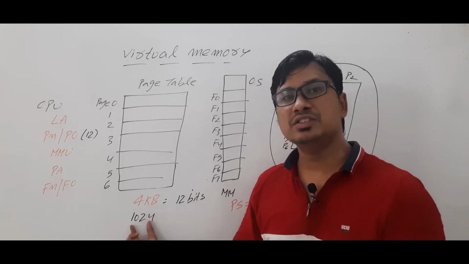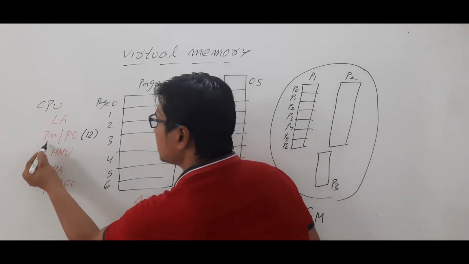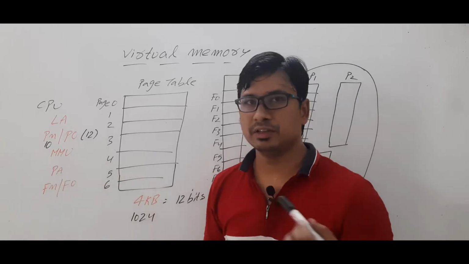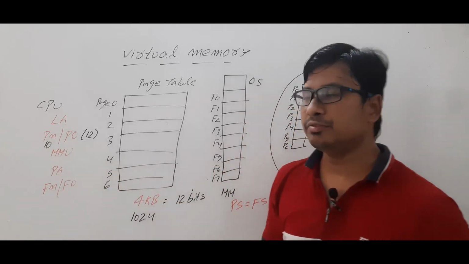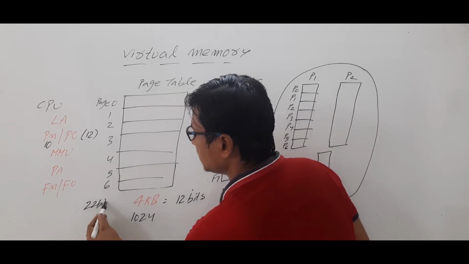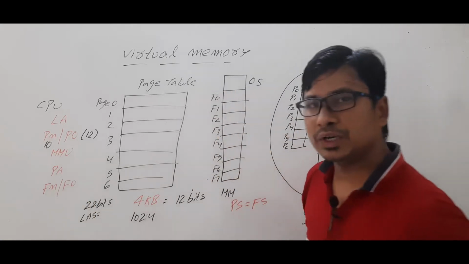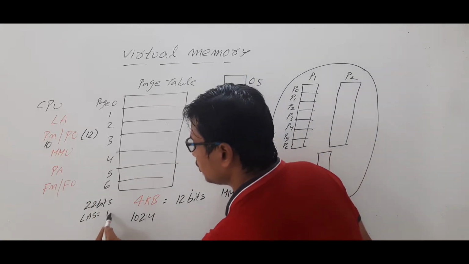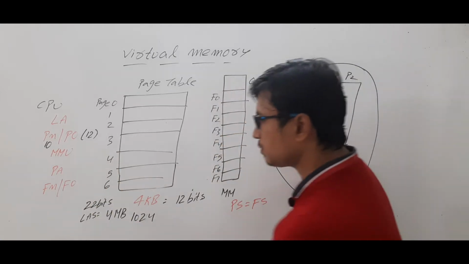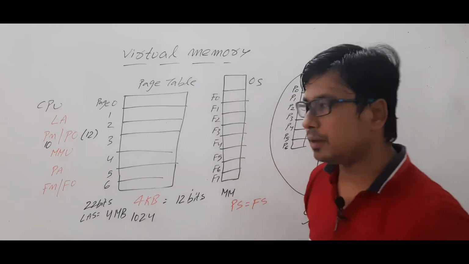And then you have 1024 pages. If you have 1024 pages, you need 10 bits for representing the page number. So the number of bits required for the page number will depend on the number of pages. So your logical address is 22 bits. So your logical address space is 2 power 22, which is nothing but 4 MB. Is it clear? Are you able to understand? 2 power 2 into 2 power 20, which is nothing but 4 MB.